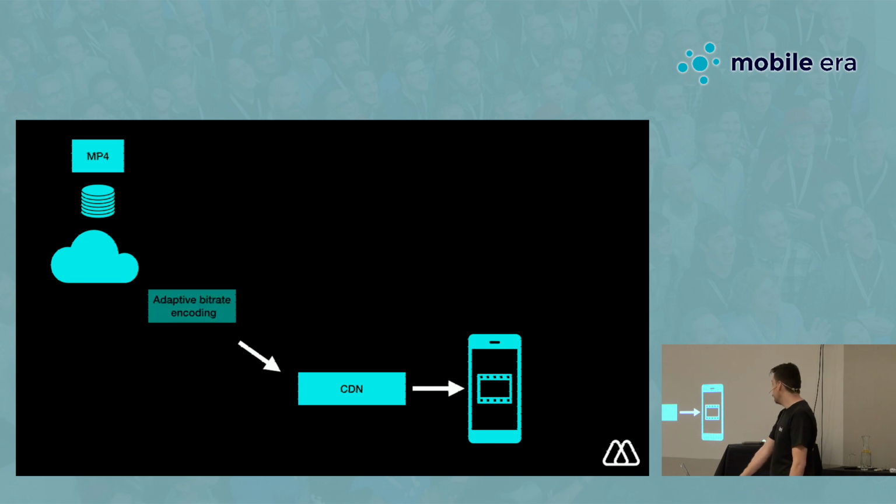So what I recommend for you then is to have some sort of adaptive bitrate encoding between your storage and your CDN. What this ultimately does is that it takes your master file, MP4, and then encodes that as different quality levels. This means that if your user's on a really poor internet connection, he'll at least see something.